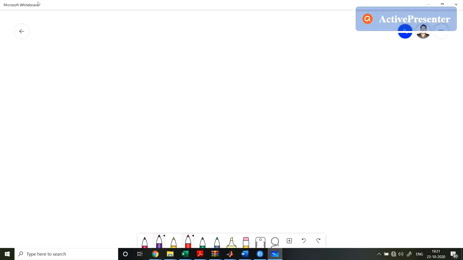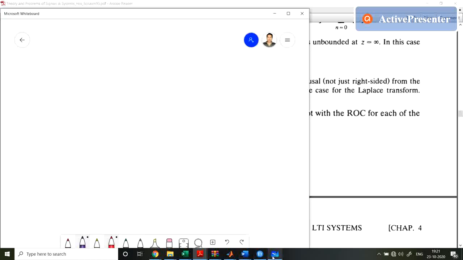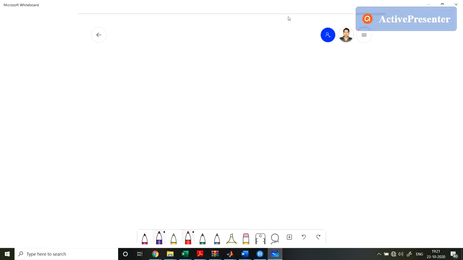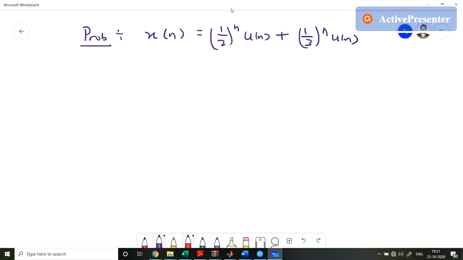So let us solve this problem. The xn is given as 1 by 2 raised to the power n un plus 1 by 3 raised to the power n un. So let us solve this problem.